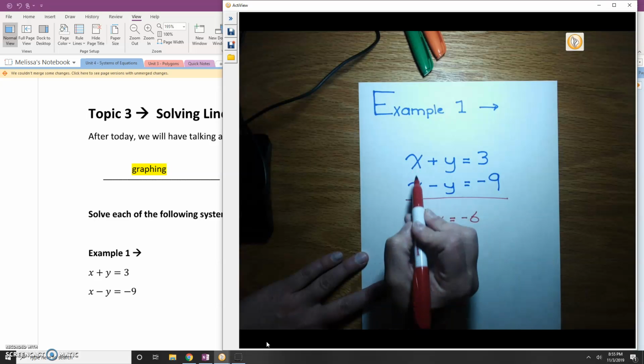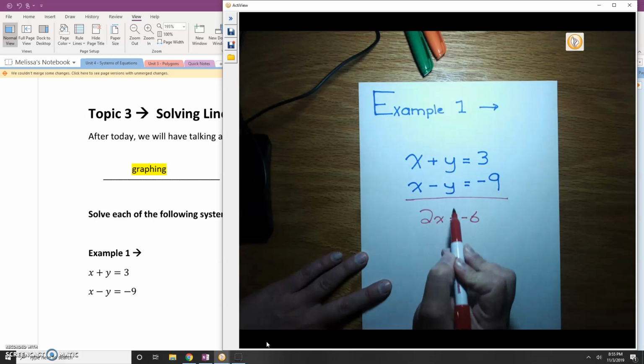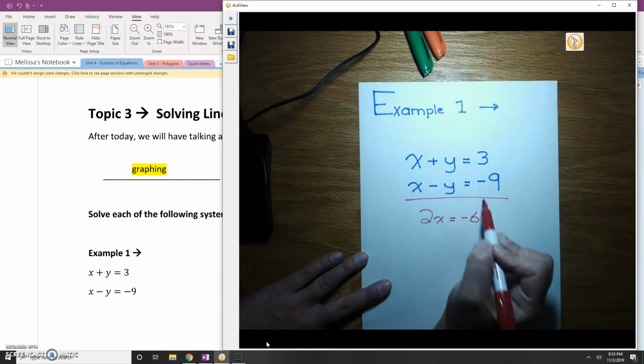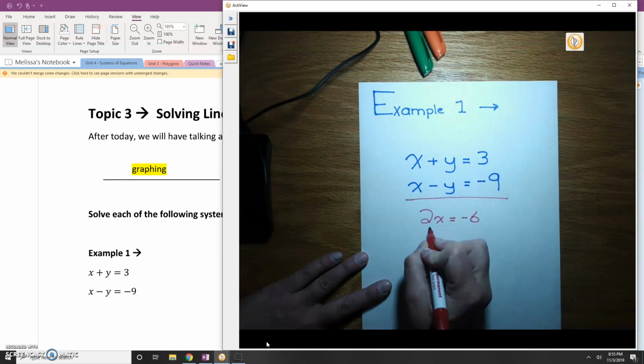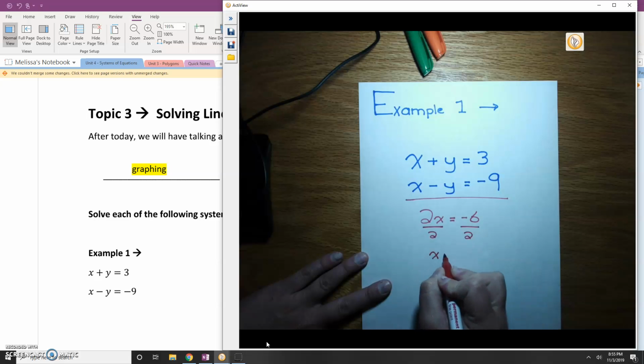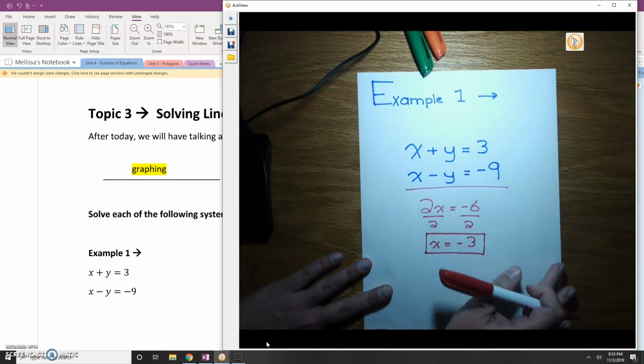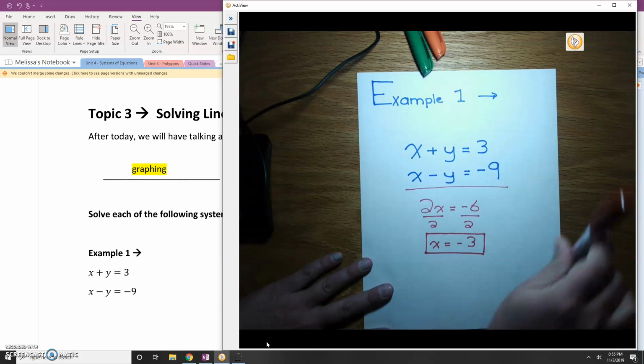So notice, x plus x is equal to 2x. Positive y and negative y, well, that cancels each other out. I don't even have to write a y there. And 3 minus 9 is -6. So when I solve this one, divide by 2, x equals -3. Beautiful, x equals -3. Now remember, with a system of equations, we are not done with just one answer. We need both an x and a y.